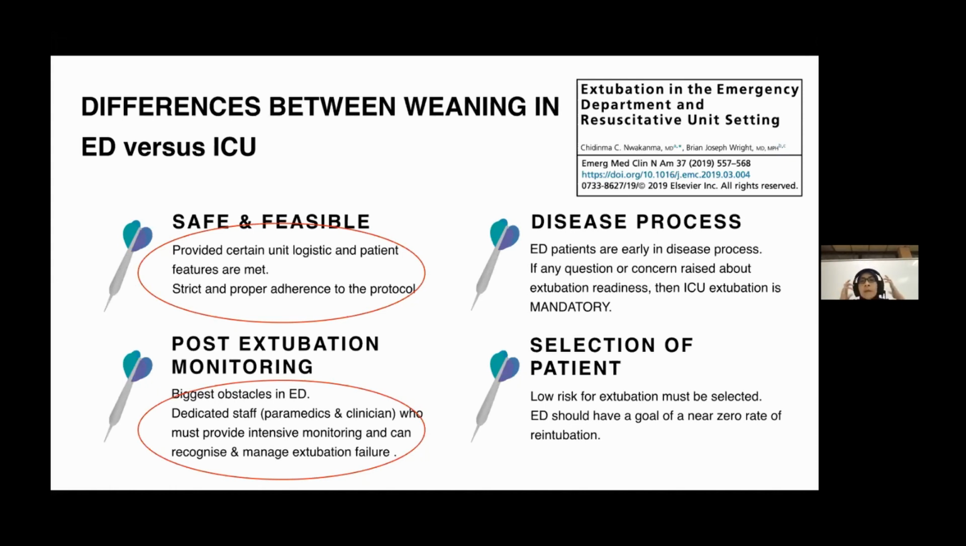All right. And the other thing that you need to know is the disease process, because most of the patients who present to ED present early in the disease process. So you start the initiation early, but if you have any questions or concerns about extubation readiness, that patient must perform weaning in ICU instead of in ED. All right, and then for the selection of patients, those at low risk for extubation must be selected. ED should have a goal of a near zero rate of re-intubation.